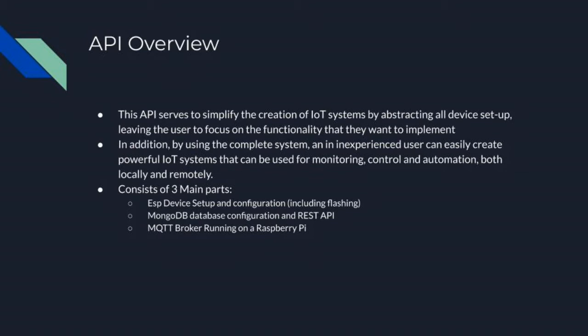This API consists of three key parts, namely the ESP device setup and configuration, which includes the flashing of the device. Secondly, the MongoDB configuration as well as REST API. And thirdly, we set up a broker which runs on a Raspberry Pi.